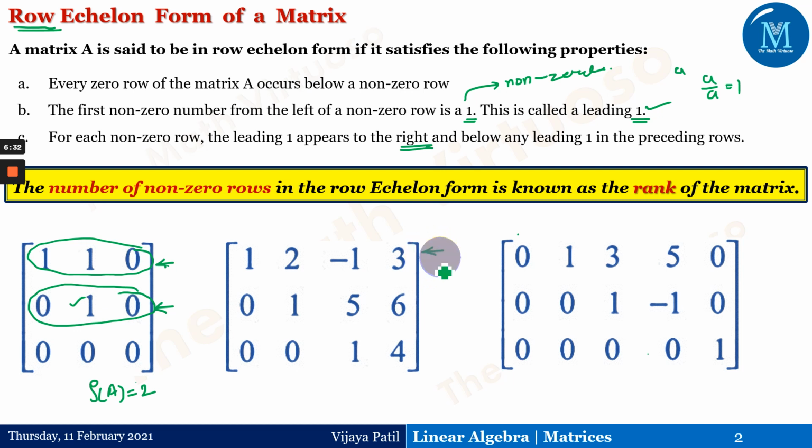Then looking at the second matrix here: first non-zero, second non-zero and third non-zero. So the rank of this matrix B is equal to 3. This is the B matrix, this is the A matrix, and this is the C matrix here. In this C matrix, first non-zero, second non-zero and third non-zero. I am talking only about the rows. I am not at all making any comment on the columns. We have to take care only of the number of rows. So the number of rows which are non-zero is known as the rank of the matrix in the row echelon form.